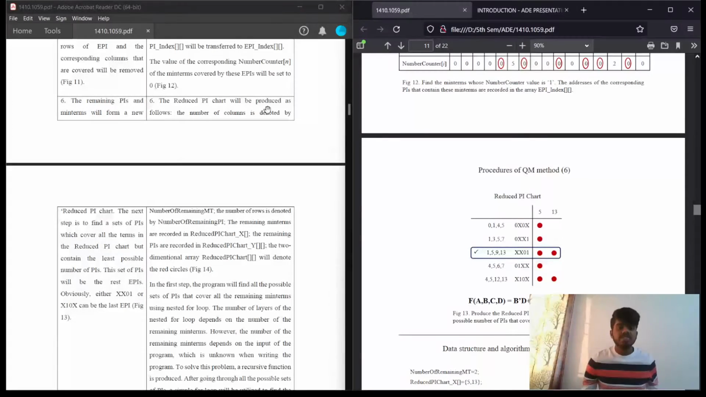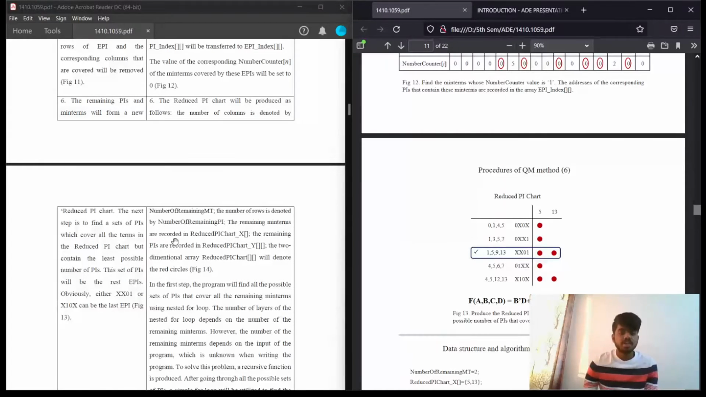The reduced PI chart will be produced as follows. The number of columns is denoted by the number of remaining min terms. The number of rows is denoted by the number of remaining prime implicants. So the number of remaining prime implicants is over here. This is a reduced min chart.